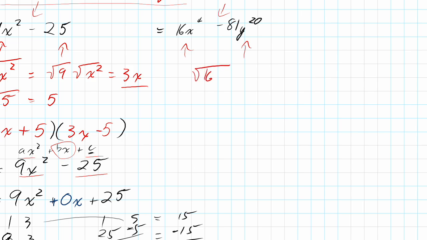Square root of 16x to the power of 4. I'm going to split it: root of the coefficient times the root of whatever the variable is. Root of 16 is 4. Square root of x to the power of 4, that's a little trickier. What you're actually doing is dividing the power by 2. So if it's 4, we bring it down to 2. And then you could test that again.